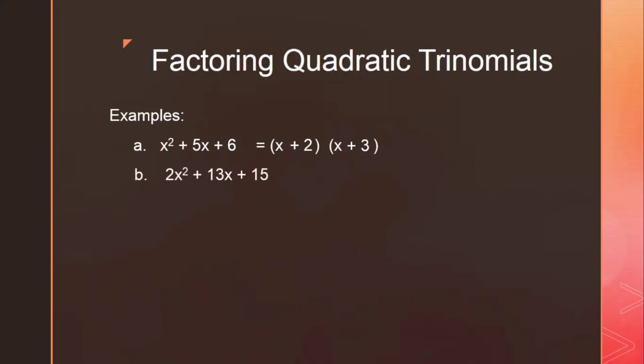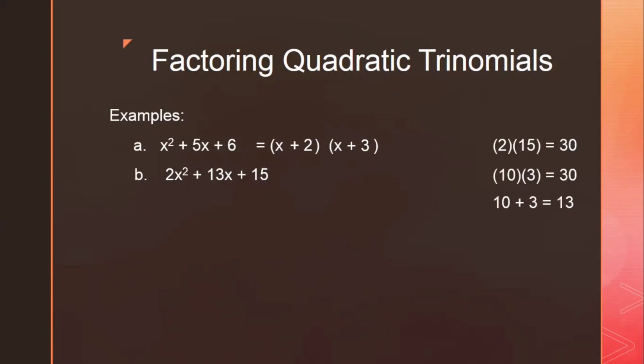Next example, we have 2x squared plus 13x plus 15. As you can see, the leading coefficient is 2. So what we're going to do is multiply the first and last term. That is 2 and 15, and 2 times 15 will give us 30. Now we need to find the numbers that when we multiply will give us 30, and when we add will give us 13. What do you think are those numbers? That will be 10 and 3. 10 times 3 will give you 30, and 10 plus 3 will give you 13.